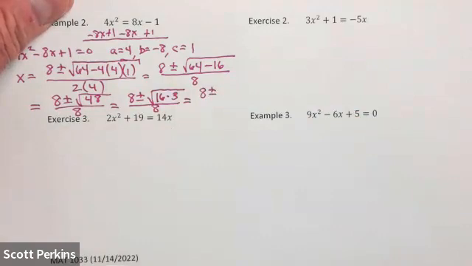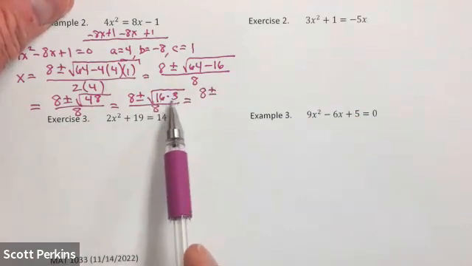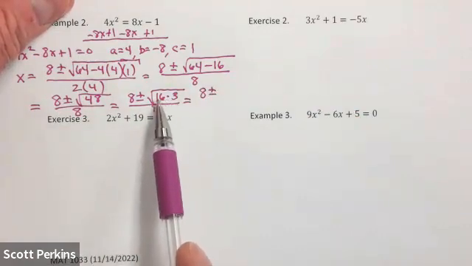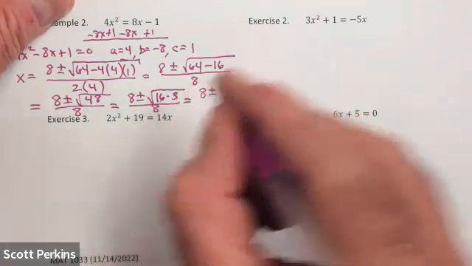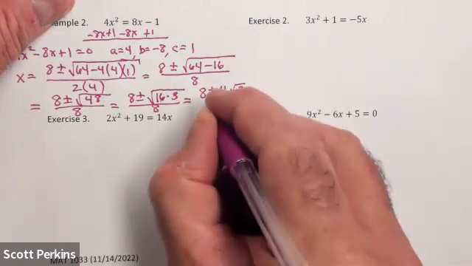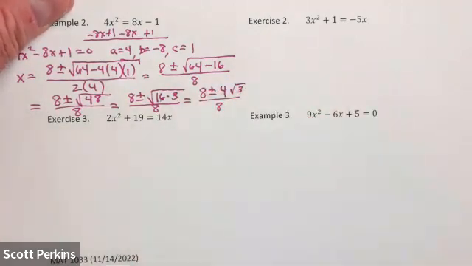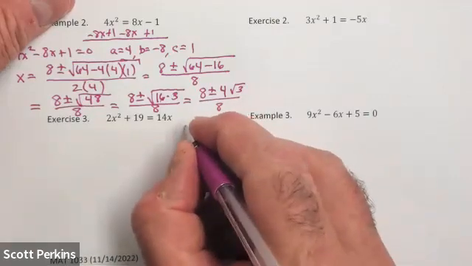The product rule of radicals says I can treat each of these numbers on their own. So the square root of 16 turns out to be 4. And then the square root of 3, I can't do anything with. It's just going to stay the square root of 3.